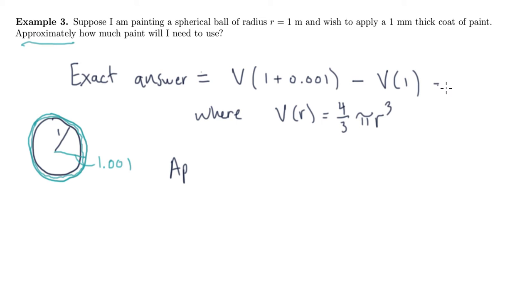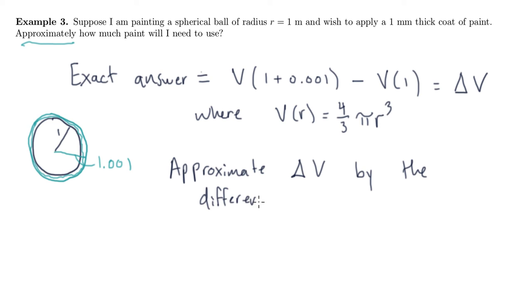And now recall that this is actually equal to delta V. So I want to approximate delta V by the differential dV. And now remember, dV is V prime of r times dr, where, of course, my dr is the amount the radius is changing. So that's dr.